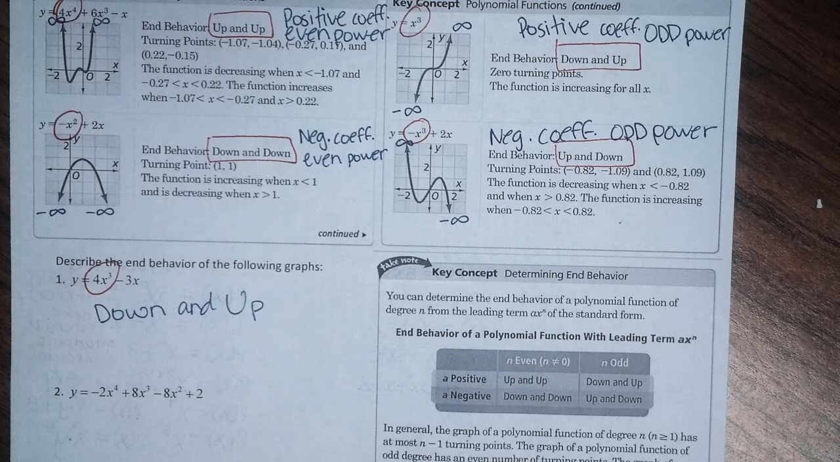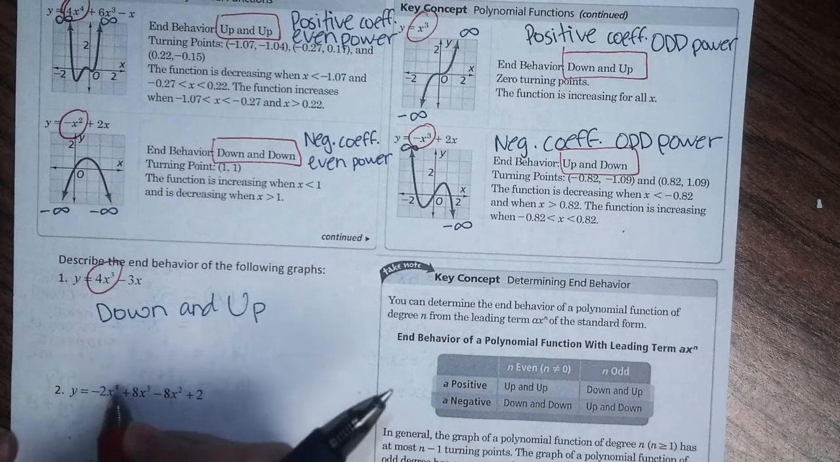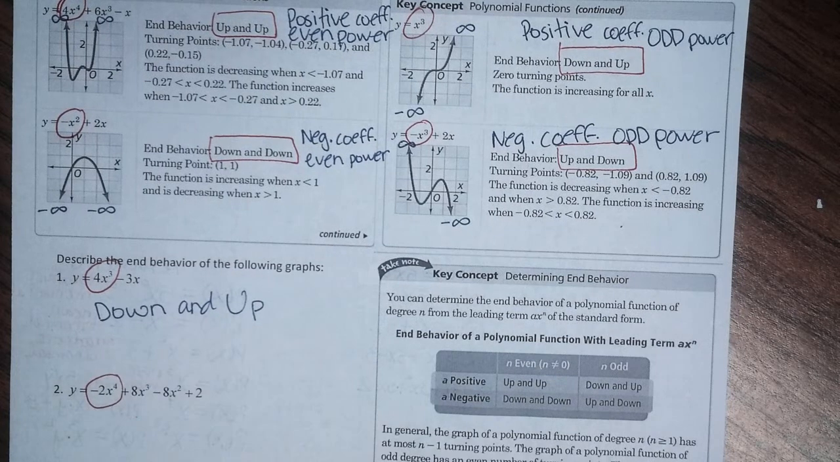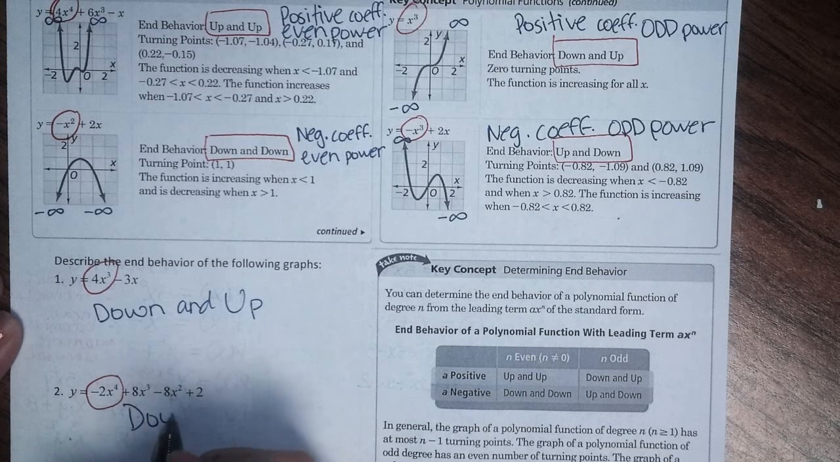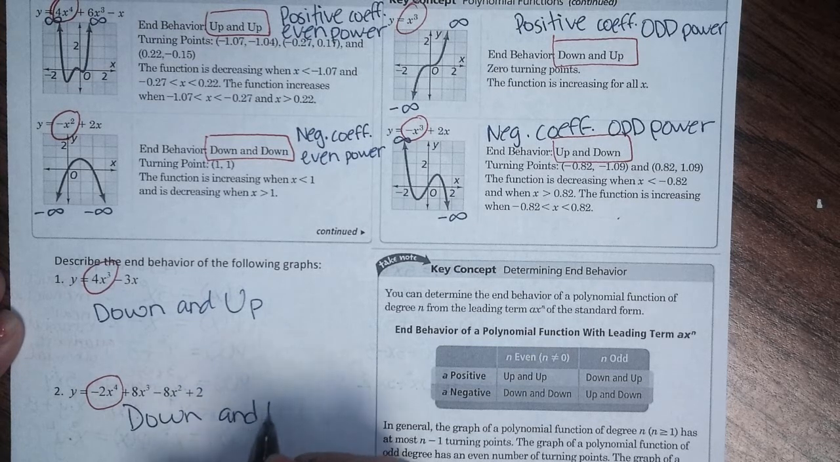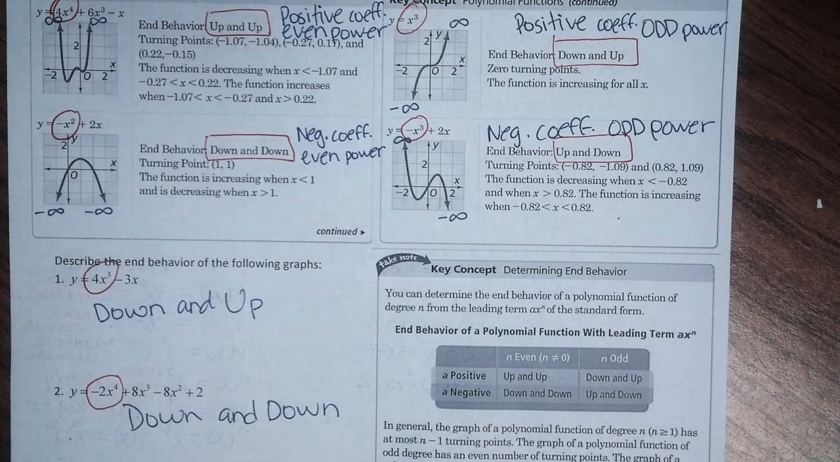Let's do one more. Number 2, find the leading coefficient: negative 2x to the 4th. And now go ahead and find the correct end behavior. Negative coefficient with an even power is called down, down. So that's the last that you need to know for your test. So practice this. Let me stop my video.